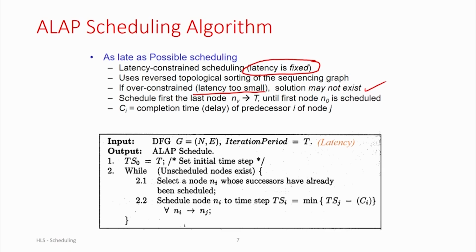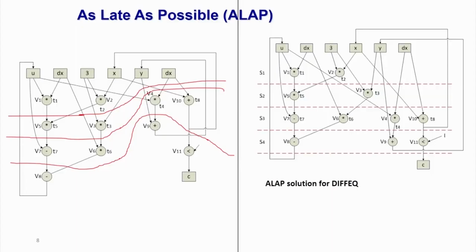So, here the algorithm is similar to that ASAP algorithm. What it does, it tries to schedule the operations as late as possible. So, we try to start from the output. Those operations that are generating output have to be scheduled in the last step. If you do not schedule them in the last step, you need one more time step. So, we have to schedule all the operations that are producing output in the last time step.